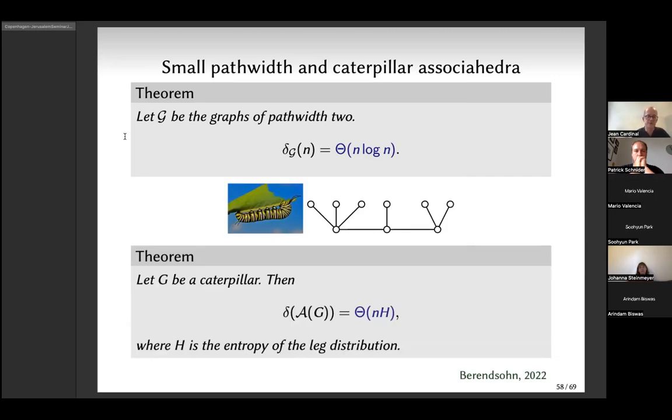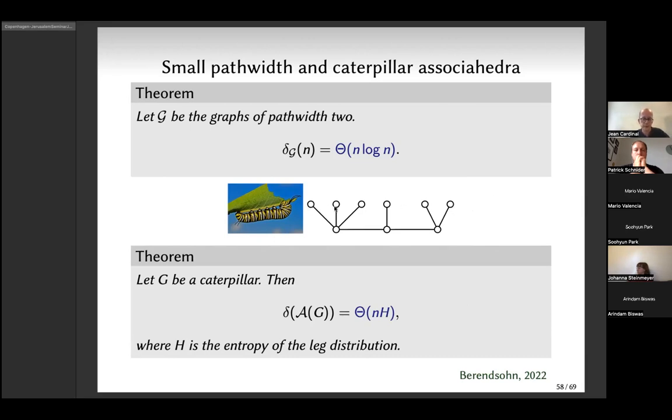And the recent paper I was mentioning is that for caterpillars, which are paths with hair, or legs, you know, these are the legs of the caterpillar there, Berenson gave a sort of tight estimate of the diameter of the associahedron using some binary search tree theory, and it's n times the entropy of the leg distribution. So this is a very nice result, I think.